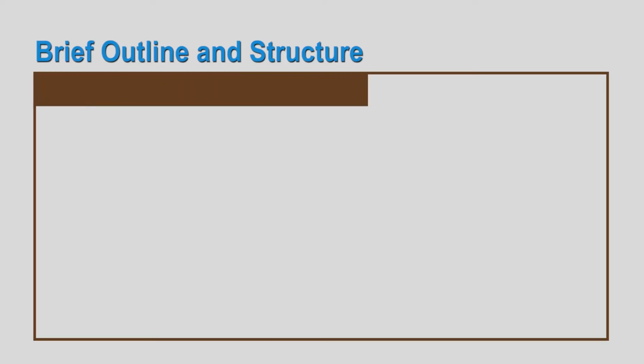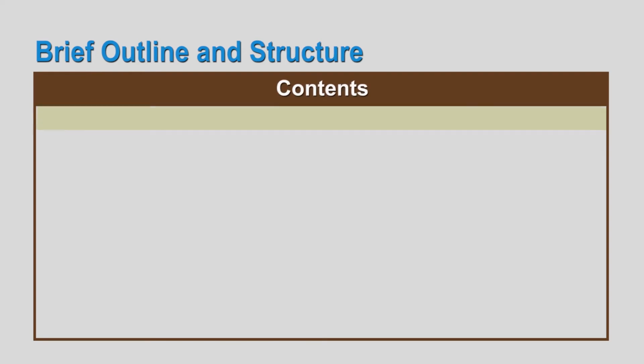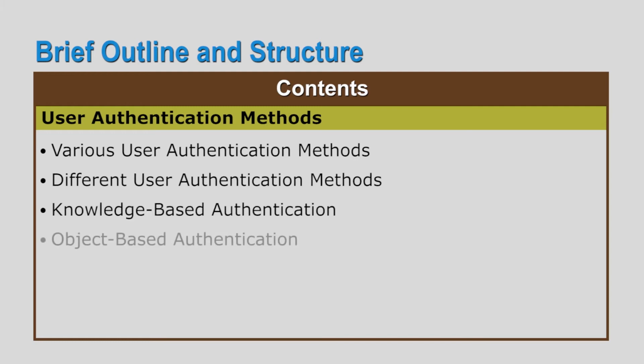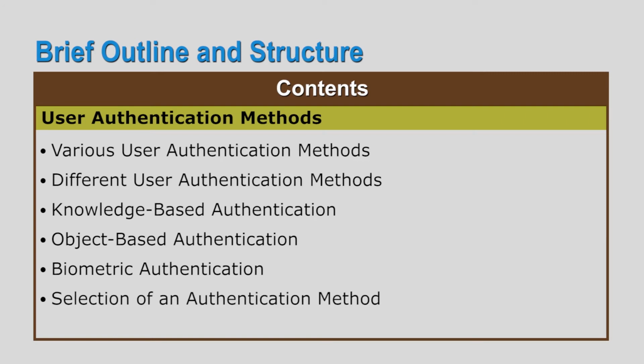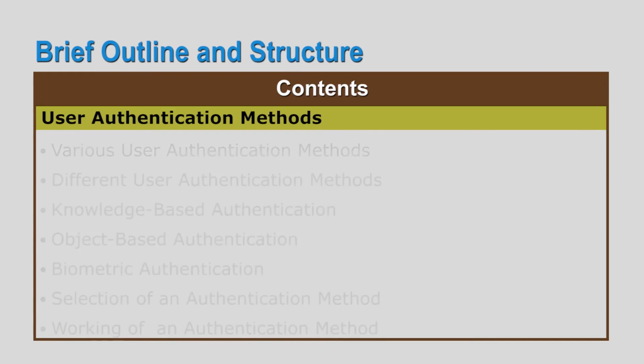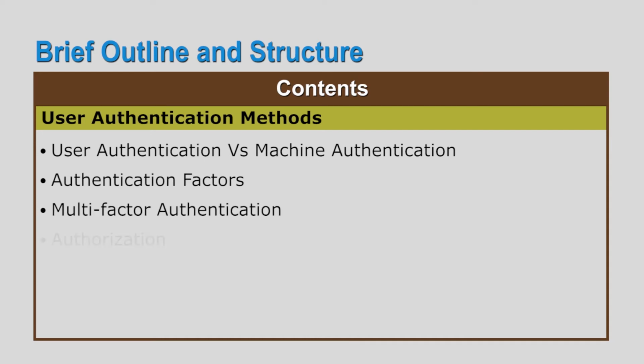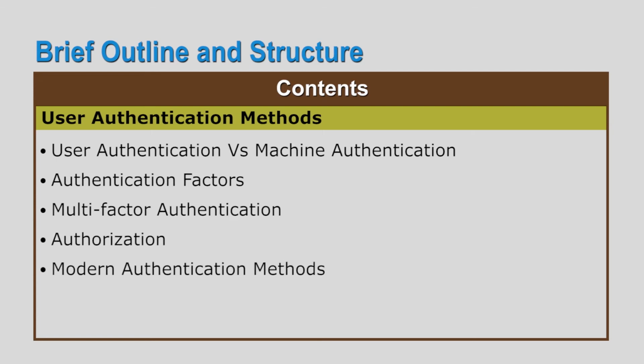If you look at the brief outline and structure of the course, during the first phase, we are going to discuss the various user authentication methods, different types of user authentication, knowledge-based authentication, token or object-based authentication, biometric-based authentication mechanism, selection of an authentication method, working of an authentication method, user authentication versus machine authentication, various authentication factors, multi-factor authentication, authorization, modern authentication methods, and finally authentication protocols.